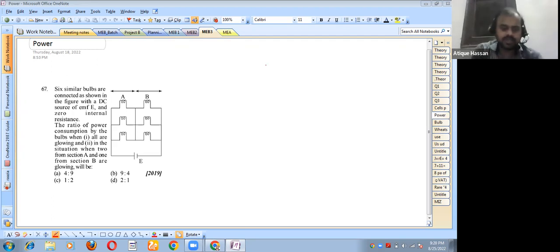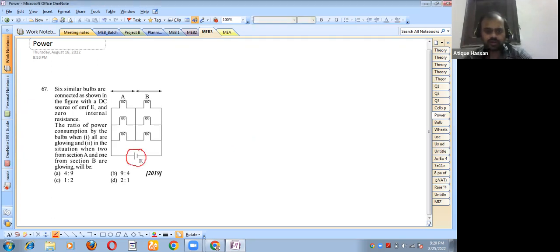The question says 6 similar bulbs are connected as shown in the figure. It's a NEET 2019 question. We have 6 similar bulbs connected as shown in the figure with a DC source of EMF E. So in the question, EMF of the battery is given, which is E, and zero internal resistance. The ratio of power consumption in the bulbs when all are glowing to the situation when 2 from section A and 1 from section B are glowing.